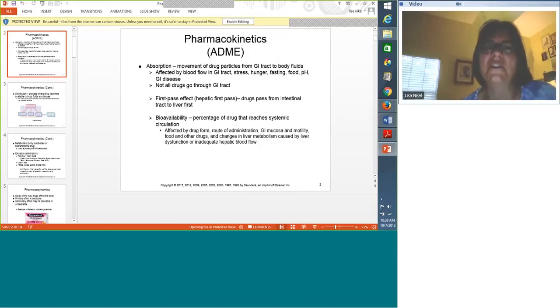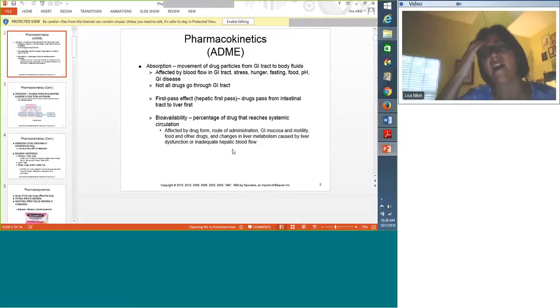Another term you need to be familiar with is bioavailability. It's the percentage of drug that reaches the systemic circulation. This is affected by multiple factors, such as the drug form, the route that it was given, the gastrointestinal integrity, the motility of the GI tract, foods, other drugs, changes in liver metabolism, or liver blood flow.